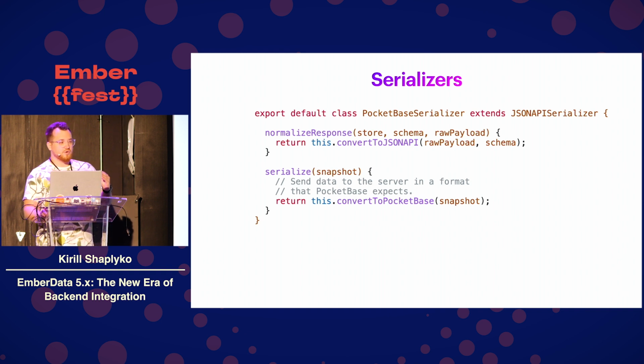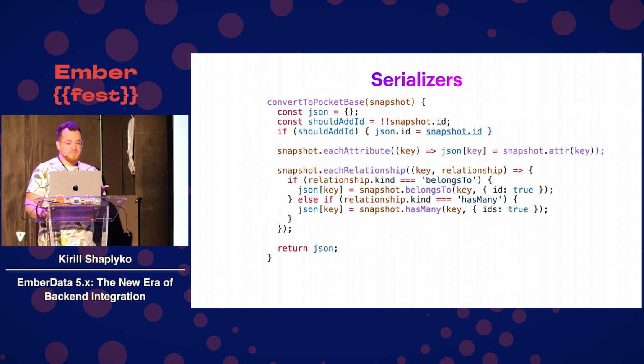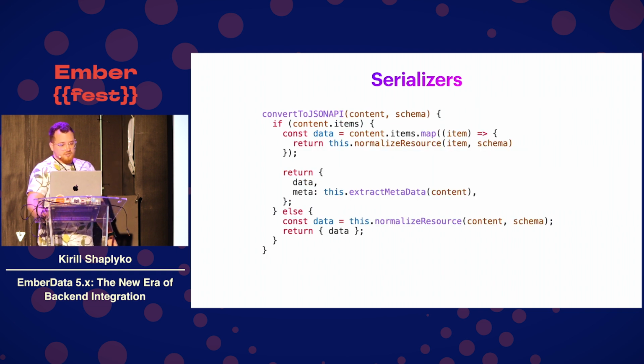We just need to convert the data from the store to the PocketBase format expected. PocketBase expects you to have every field flat on the object. Every relationship is just an ID. So using the snapshot, we can get what the attributes are, what the relationships are, and just put them on the object.